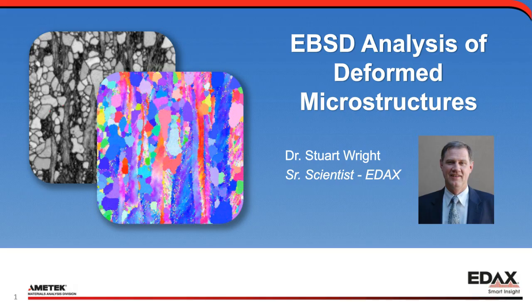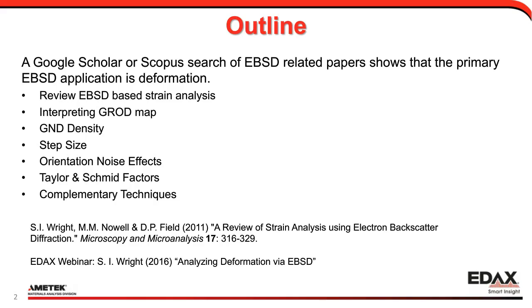We're going to talk about analysis of deformed microstructures, focusing on plastic strain. But as part of that, if you do a Google Scholar search or some of the other scientific literature search engines, you'll find that most of the EBSD papers, or at least a large majority, are focused on deformation. And in fact, I just returned from the TMS meeting in San Diego this week, and even in those areas where you might not think of deformation, often if there's any EBSD work, there are still some of the tools that we use to examine deformation and plastic strain.